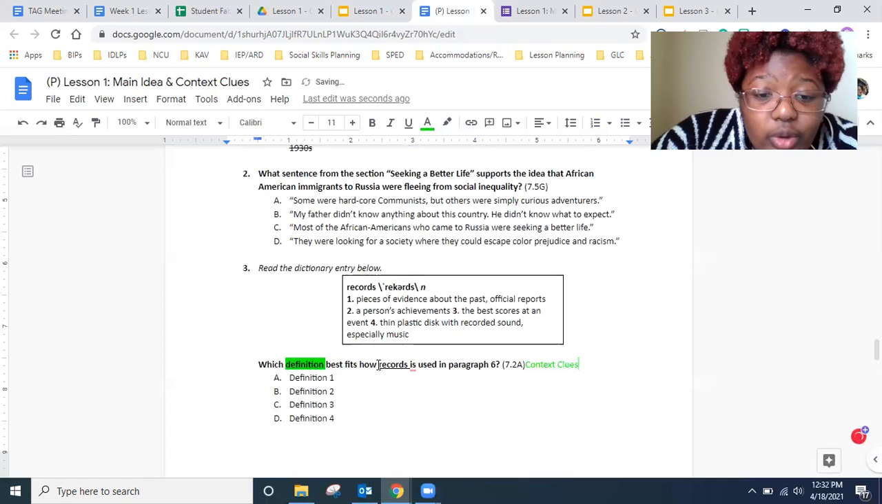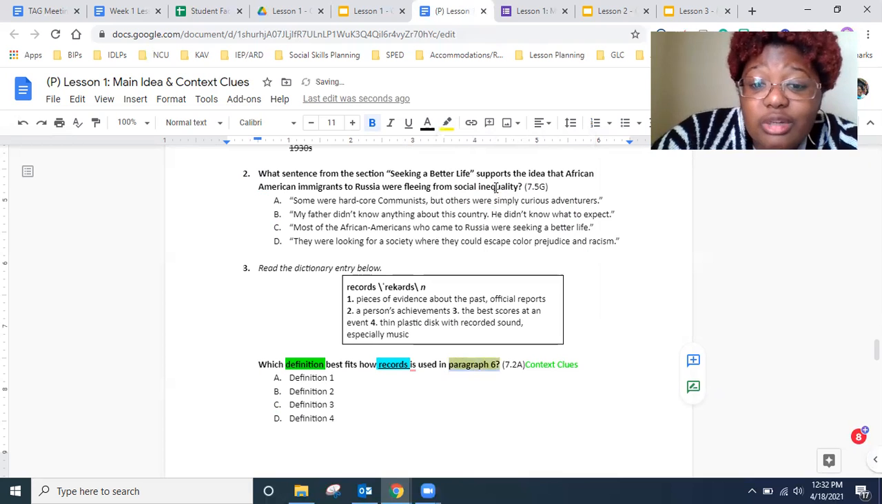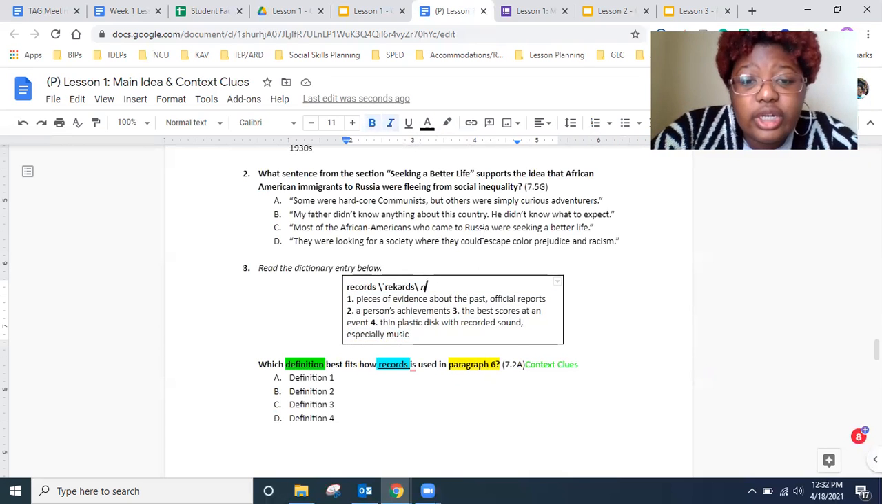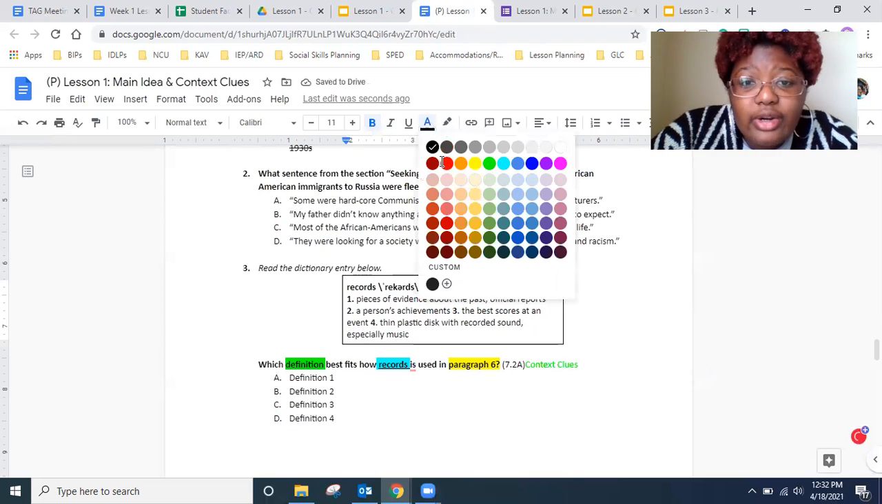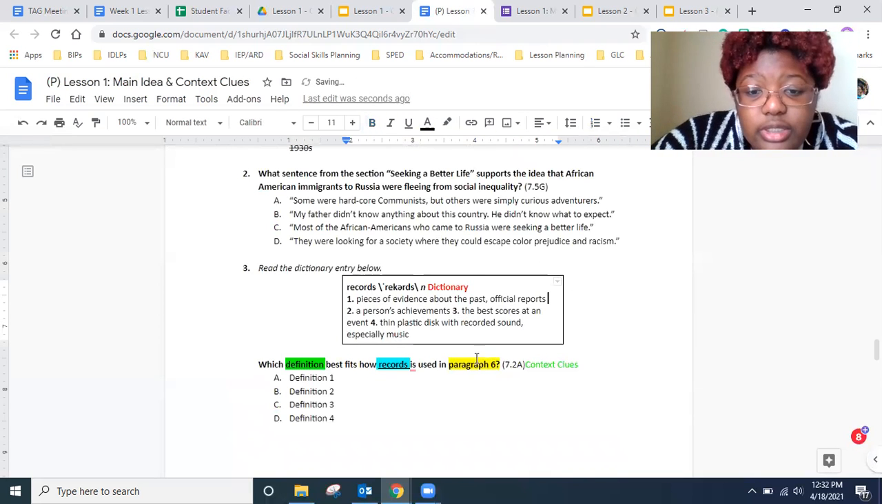I'm going to highlight the word records because that is an important word that I need to focus on. And I'm also going to highlight paragraph 6 because that is where we need to put our focus. I'm also going to let myself know that this whole box is our dictionary. So next to it, I'm going to put in bold red letters, this is my dictionary. That way I remember that's where I'm finding my definitions.